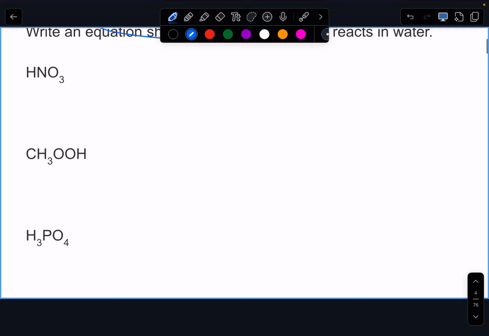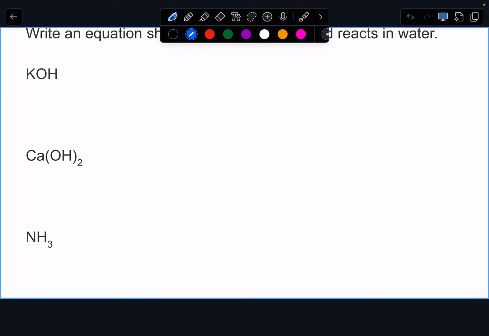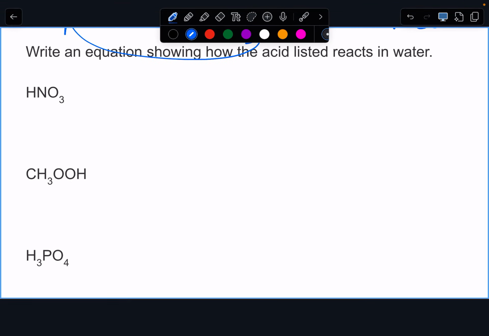Okay, let's practice writing some equations. Each of these, you're going to write as an acid reacting in water. So water is the base in these examples. And then the next one, these are all bases. So you're going to show them reacting with water. So water would be the acid in those instances. And I'll do at least 1 or 2 of them while you're working so you can check your answers as well.